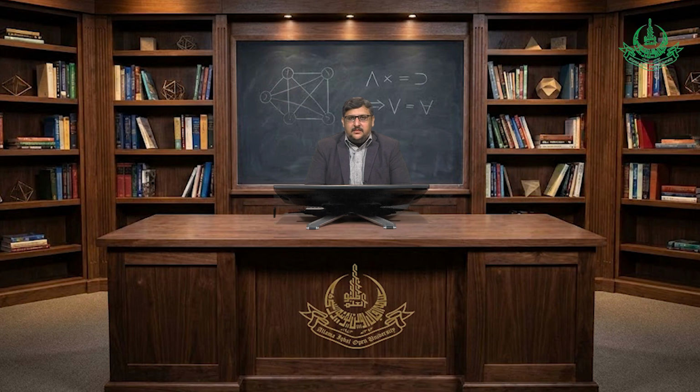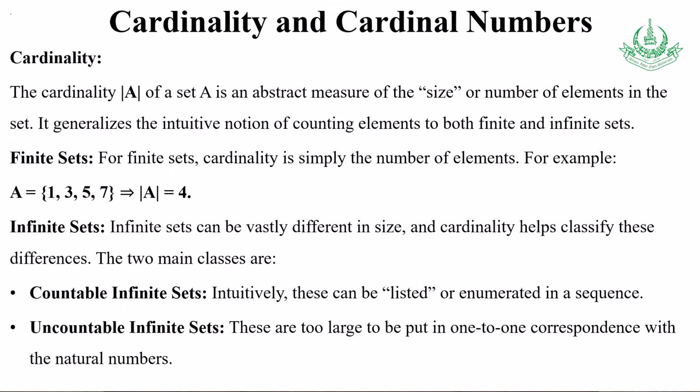We are familiar with this topic from the previous part of our course. Let's revisit it again. The cardinality, denoted as |A| with vertical bars on the sides of a set, is the abstract measure of the size or the number of elements in the set. It generalizes the intuitive notion of counting elements to both finite and infinite sets. Finite sets have a fixed number of elements, as you see in A = {1, 3, 5, 7}, so its cardinality is 4.